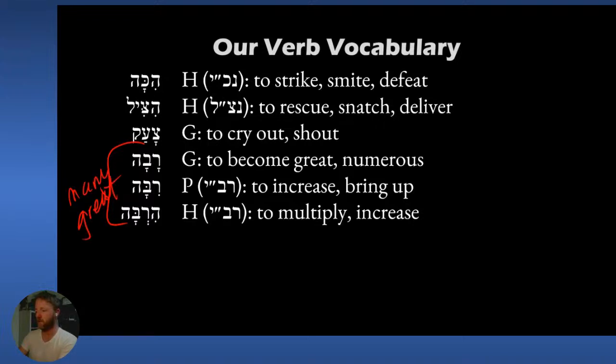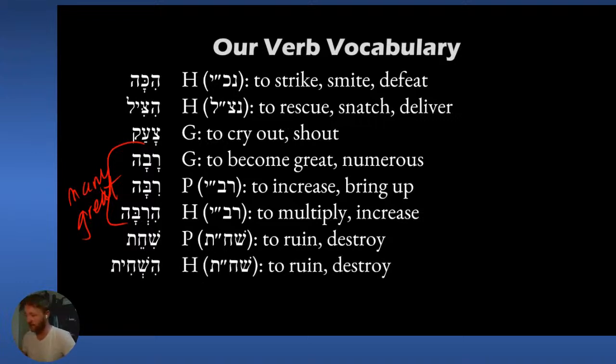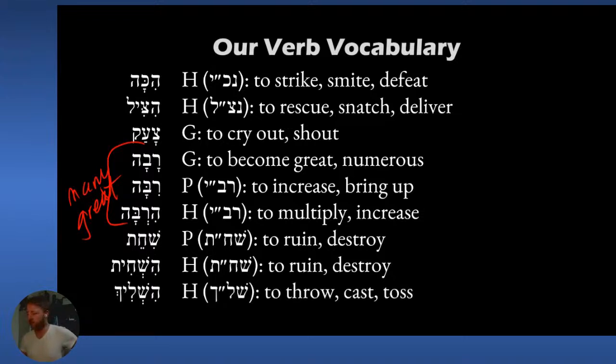Okay. Next we have shichet. Shichet is to ruin or destroy. The book is going to tell you shachat in the PL. We don't like saying shachat in the PL. We like to just say shichet. And then hishchit, the destroying angel, that is the angel of death, is the hamalach hamashchit, the one that kills.